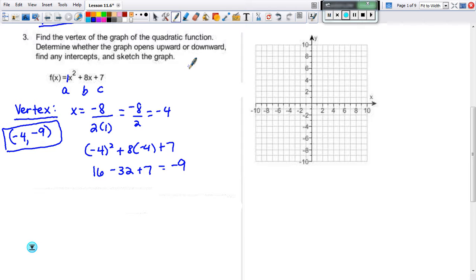Open up or down. If A is positive, it opens up. If A is negative, it opens down. So since A is a positive 1, this parabola is going to open up.